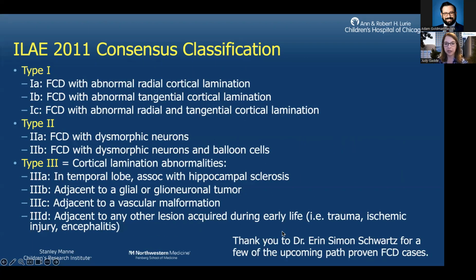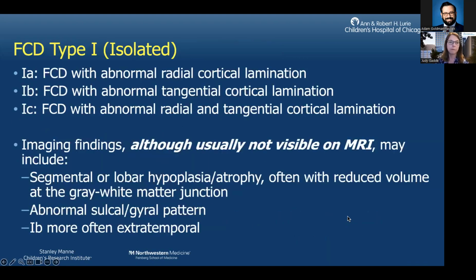And I should say thank you to Dr. Aaron Simon Schwartz from Children's Hospital of Philadelphia for a few of the upcoming cases that I'll show you of pathologically proven focal cortical dysplasia. Several of these cases are ones from when I was a fellow there, which was from 2016 to 2017. And we have presented these cases at other places as well.